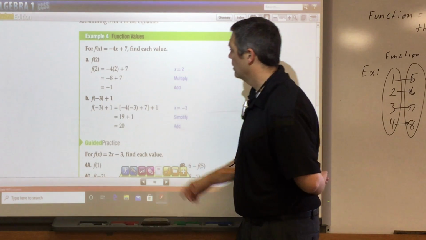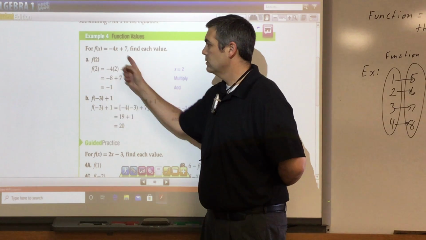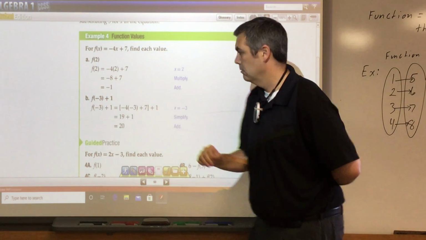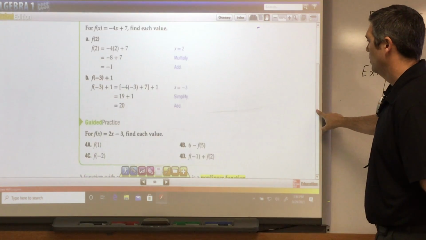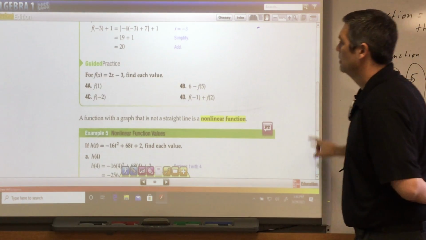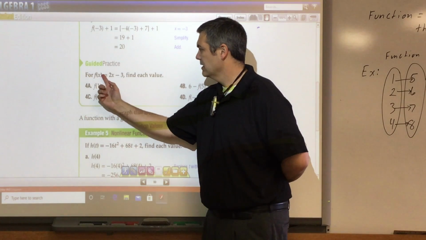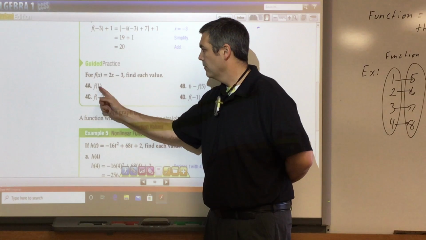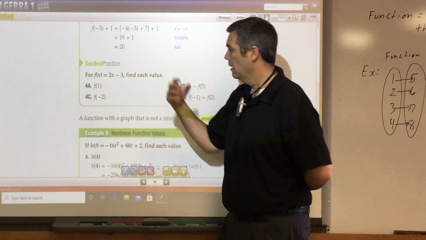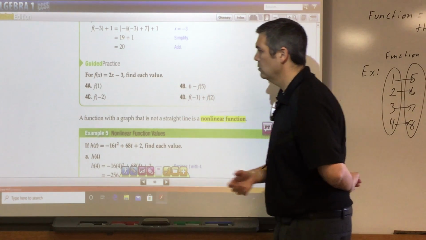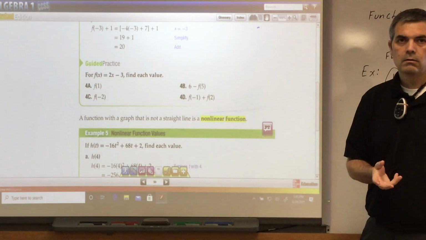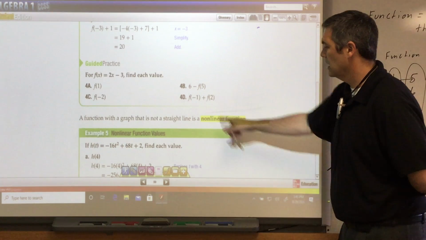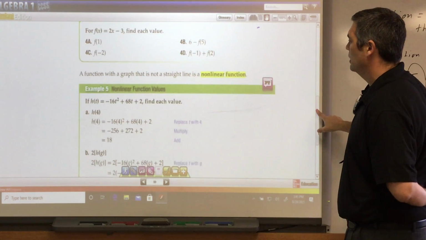Okay. This is what I want you to focus in on right now. We'll deal with this other part later. Okay? So here, f of x equals 2x minus 3, find each value. Same thing, f of 1, substitute 1 in for x, and solve. 2 times 1 is 2, 2 minus 3 is negative 1. Okay? It's very simple. Again, these other types we'll deal with later, not a big deal.